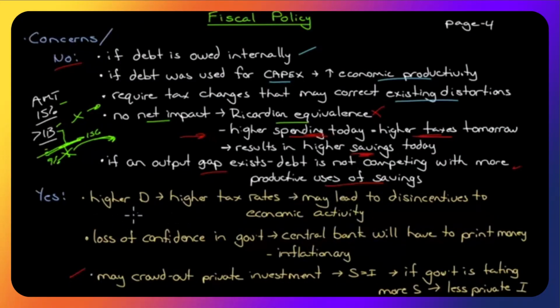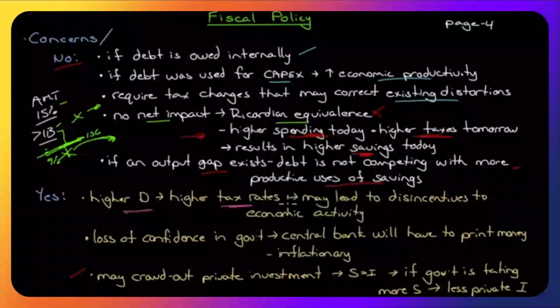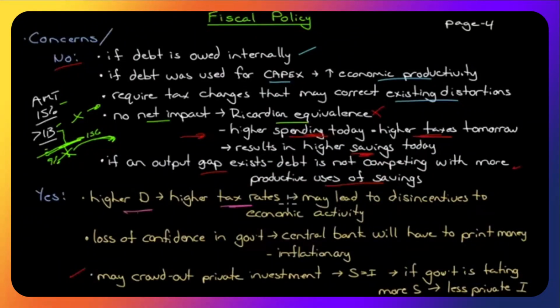Higher levels of debt, well, it's got to be paid for by somebody. Keep in mind that every single penny a government spends has got to come from someone, and since a government can't tax another country's citizens directly, they got to get it from you. So it's going to be higher tax rates, which may lead to disincentives to economic activity. And a little later in this video, we'll look at something called the Laffer curve, L-A-F-F-E-R, not a laughter curve, a Laffer curve named after an economist.